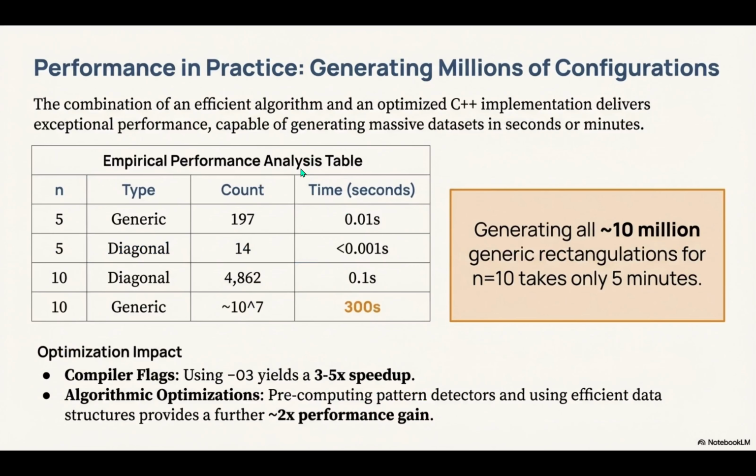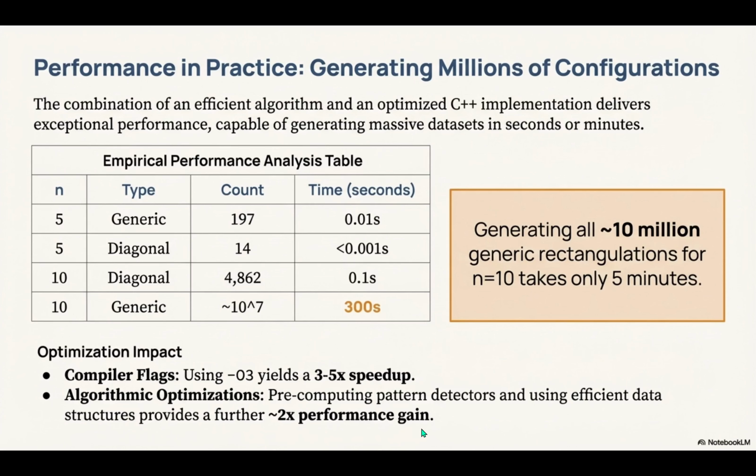And that speed is pushed even further with optimization. They point out that standard C++ compiler flags like -O3 give you a 3 to 5 times speedup right away. Wow. And then on top of that, they add their own algorithmic tweaks for even more gains. It's a very highly tuned piece of software.